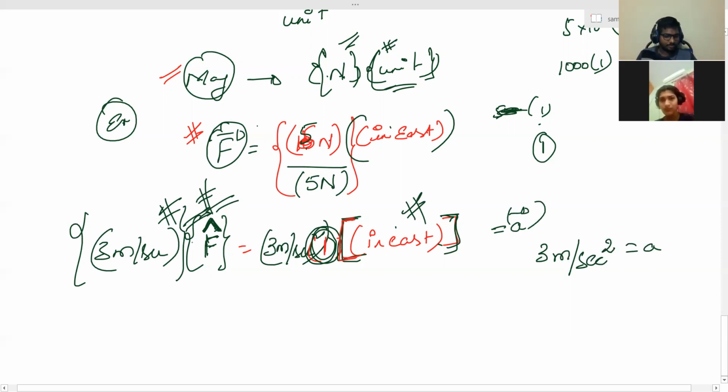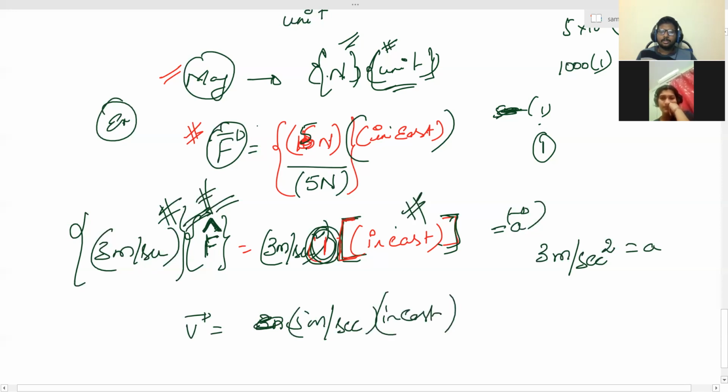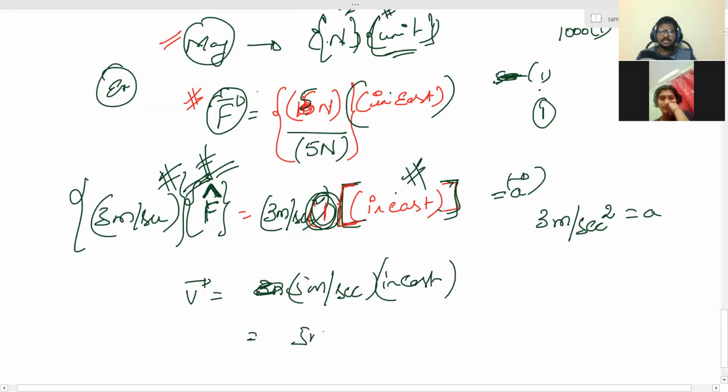Got it? Suppose if I want to write velocity, I can write 5 meter per second in east. Carefully observe, can I write this as 5 meter per second into F cap? F cap is nothing but one magnitude into its direction.